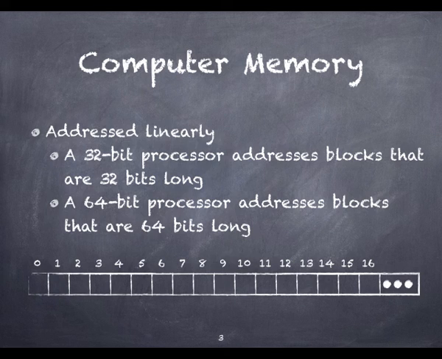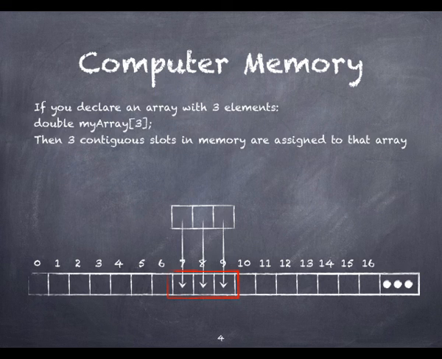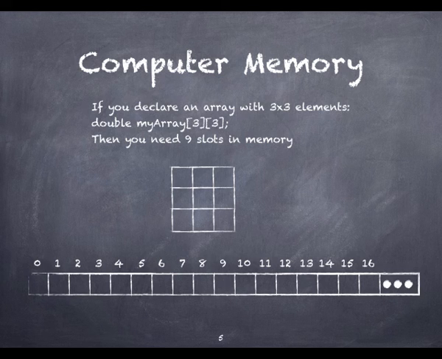Computer memory is addressed linearly. A 32-bit processor addresses blocks that are 32 bits long. A 64-bit processor addresses blocks that are 64 bits long. So if you declare an array with 3 elements, then 3 contiguous slots in memory are assigned to that array. If you declare an array with 3 by 3 elements, then you need 9 slots in memory.